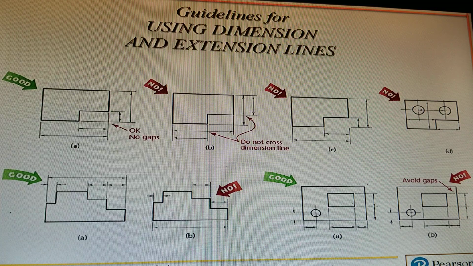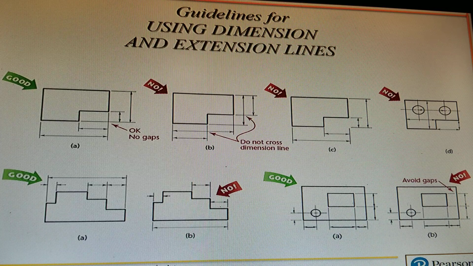Okay, here are 8 examples. There are 3 good ones and 5 no-nos. So, the good ones, the upper left. You've got 2 rows of vertical dimension lines and 2 rows of horizontal dimension lines. See how they're done. The smaller dimensions on the inside, and the bigger dimensions on the outside. Start out small, go out big, right?